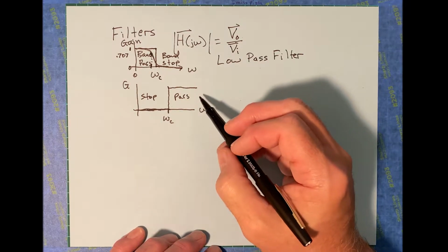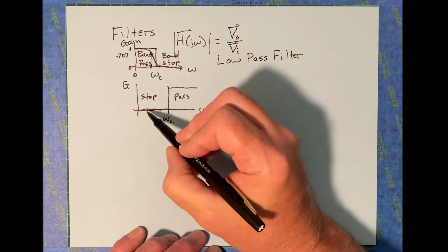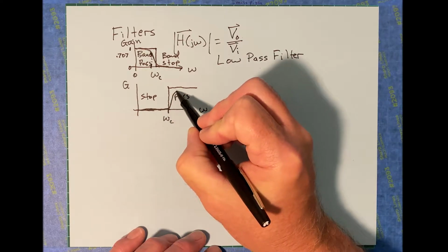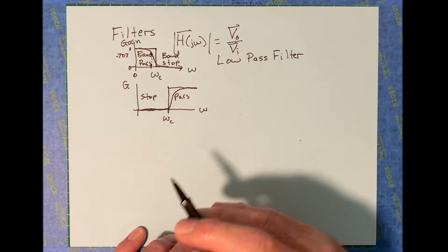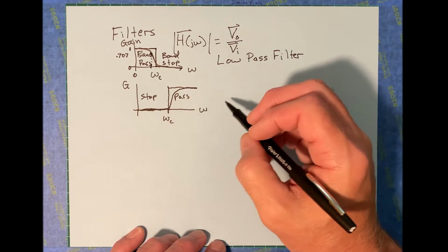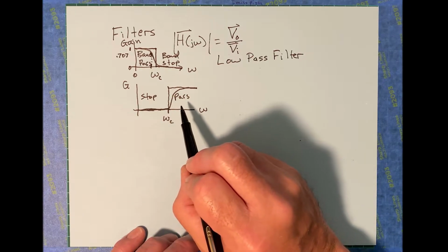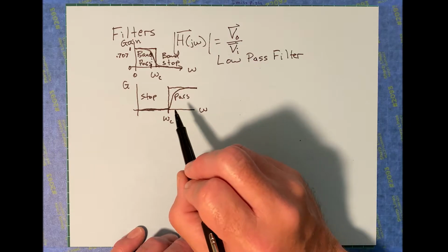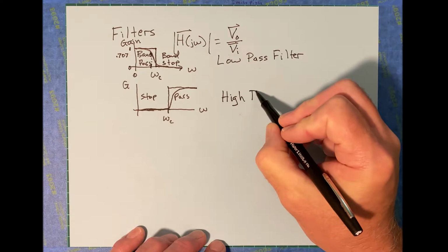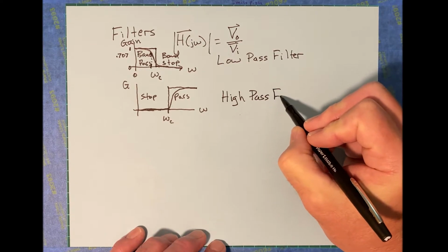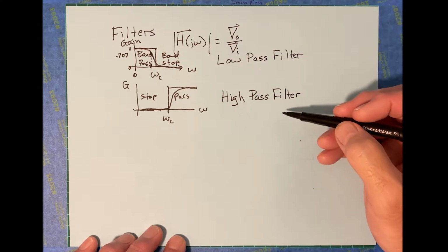Once again, it's not going to be in reality such a discontinuous function. It's probably going to look something more like that. So the cutoff frequency won't be so clearly defined. But the point here, while we're just introducing these, is that the high frequencies are the ones that are being allowed to pass through. So this would be a high pass filter. Okay, so we've got low pass and high pass filters.